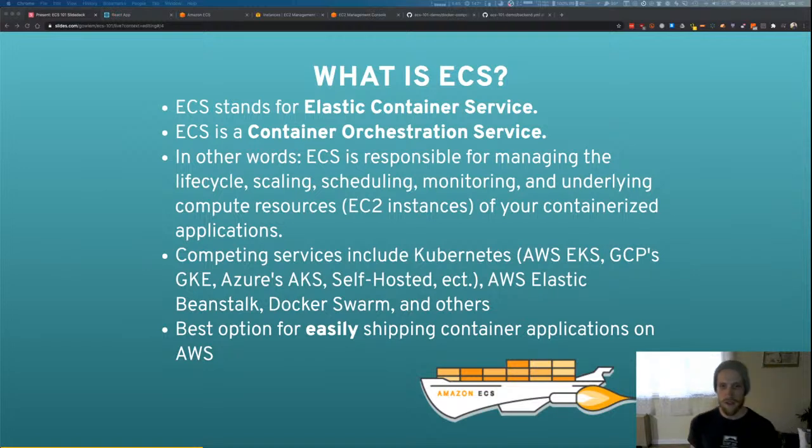Some competing services are similar to ECS. The big one is Kubernetes. It's an open source project originally from Google, now kind of its own monstrous beast. If you're going to make the decision on which container orchestration service you're using and you're on AWS, you're going to think, hey, should I use ECS or should I use Kubernetes? And I think Kubernetes is very complex. What I have at the bottom of this slide is that ECS is the best option for easily shipping container applications on AWS.